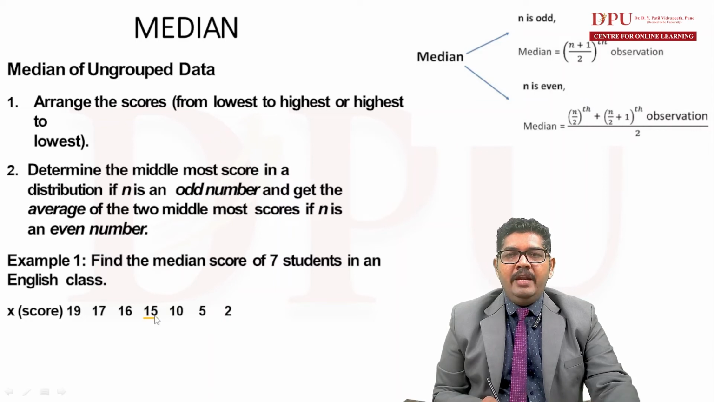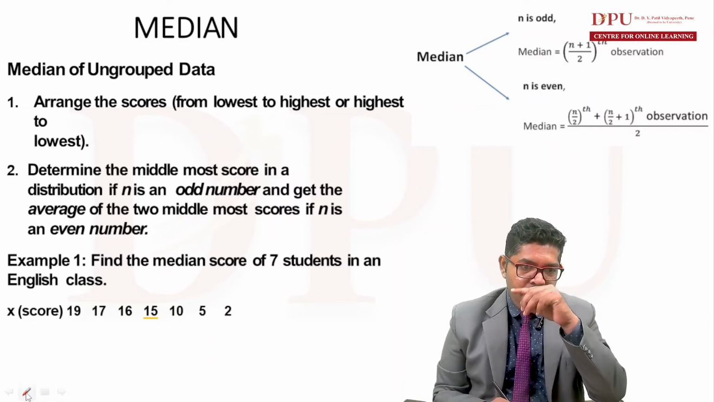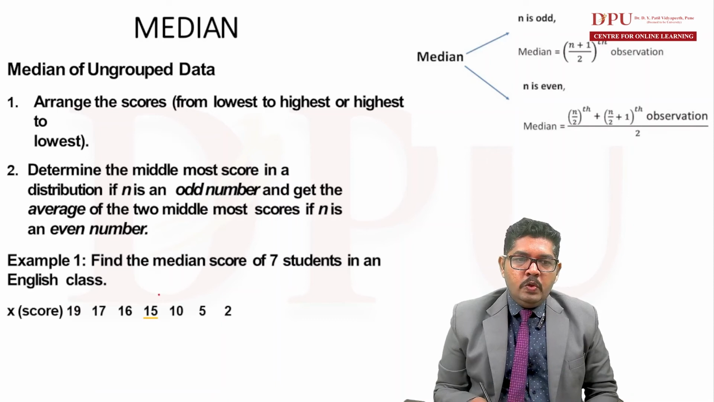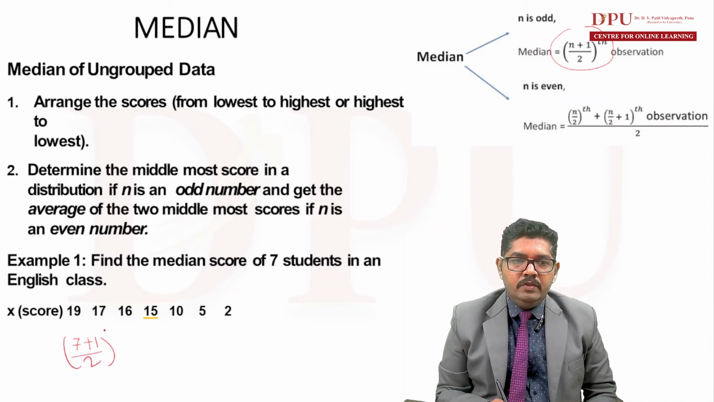So this is odd data. The number of observations is an odd number. So what do we do? Let me calculate it here. In case the number of observations is an odd number, we use this particular formula, (n plus 1) divided by 2. Here n is the number of observations, 7 plus 1 divided by 2. This is the position of median. So 8 divided by 2 is equal to the 4th observation. First, second, third and fourth. So this is the 4th observation, which is the median.